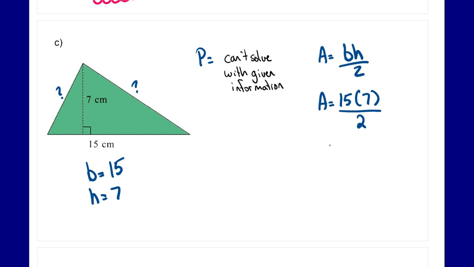Following BEDMAS, I have to do my multiplication first. So 15 times 7 is, I'm trying to do this in my head, or I'm just going to grab a calculator, 105 divided by 2, and I get 52.5 centimeters squared. And so our area is 52.5 centimeters squared. Our perimeter, we can't determine that right now with the given information, so we're just going to leave that blank.